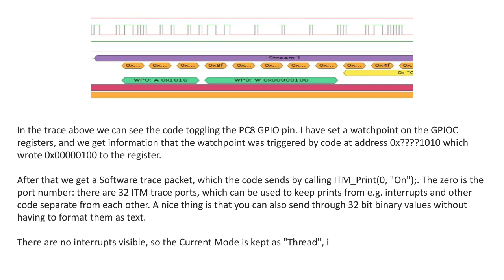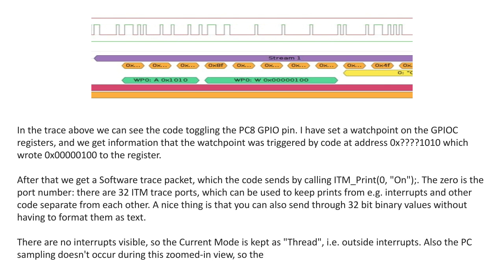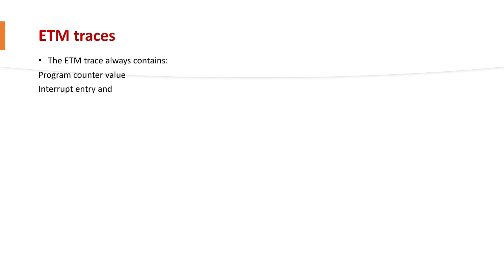I hope you understood this. Let's move on to the ETM trace. The ETM trace always contains, as we discussed earlier, program counter value and CPU state periodically. So interrupt entry and exit, and execution information of instructions. Example, 6 instructions executed, 1 skipped due to the condition codes.